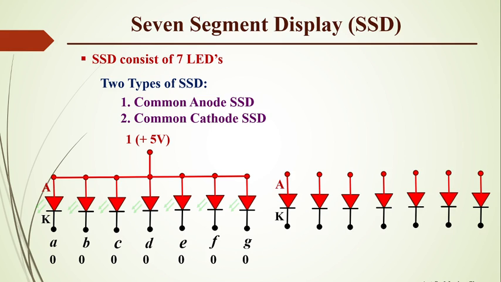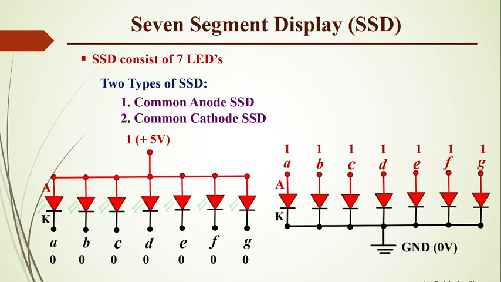The second type of SSD is a common cathode. The cathodes of these 7 LEDs are connected together and connected to the ground, and the anodes of these 7 LEDs are connected to the inputs from A to G. Now in this type of SSD, if we want to glow a particular LED or a particular segment, we have to apply 1 to the input of this LED. After making the particular input 1, the segment will glow.